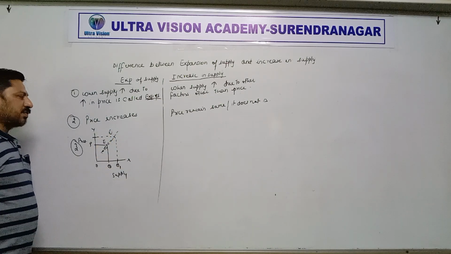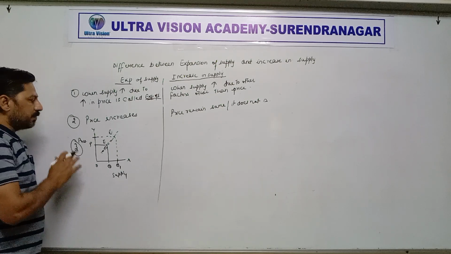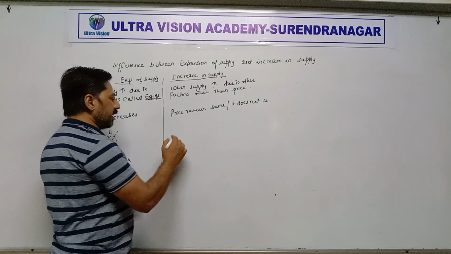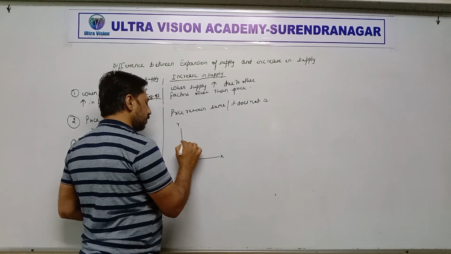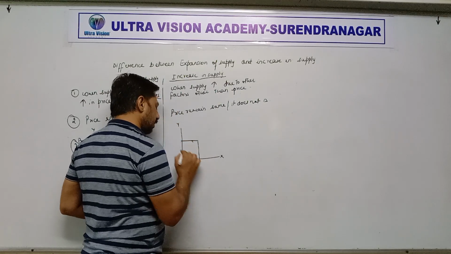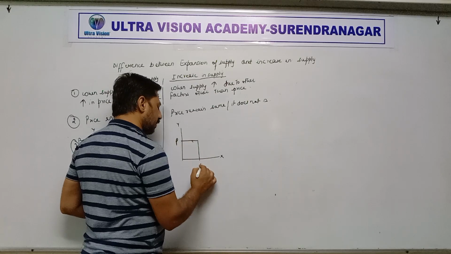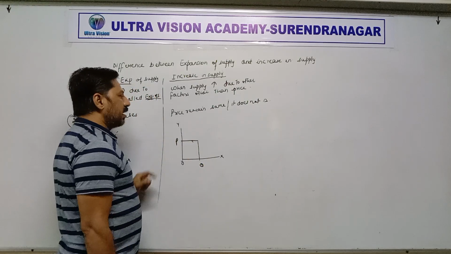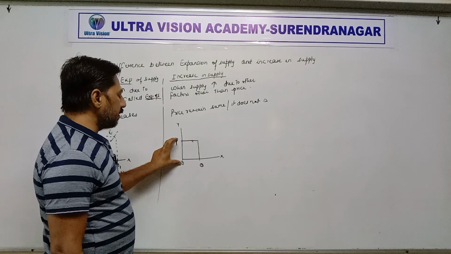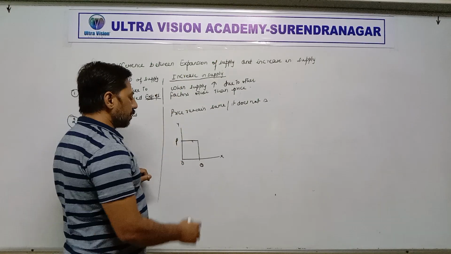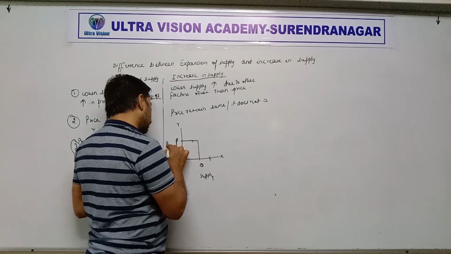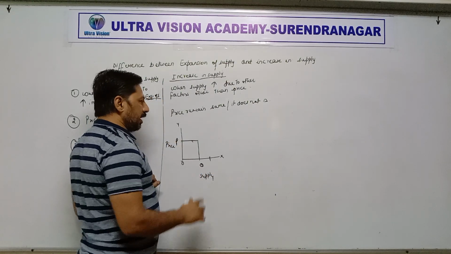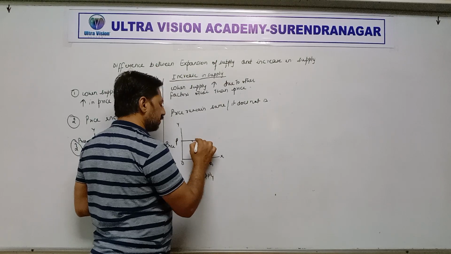In this way we can show the difference between expansion of supply and increase in supply. First diagram, in case of expansion, now increase in supply. X, Y, P, Q, O. Now here price remains same, but due to some other factors, supply increases, this supply line. Price remains same, due to some other factors, supply increases.